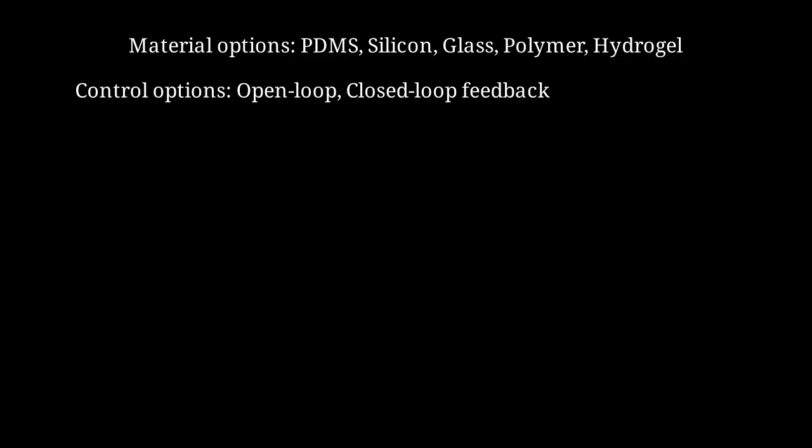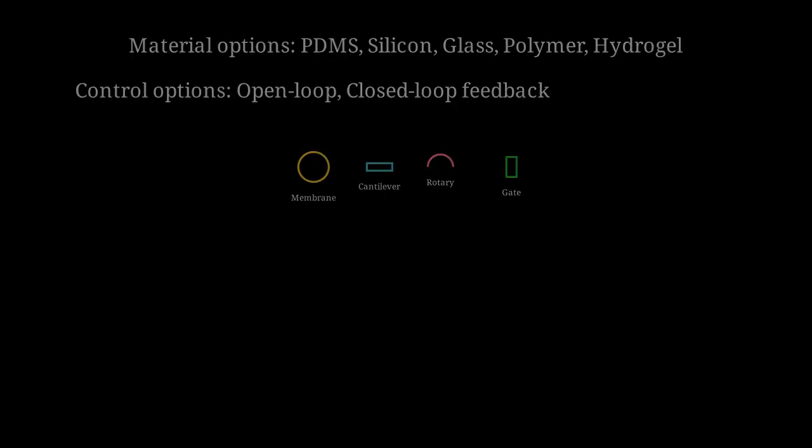Materials include PDMS elastomer for flexibility, silicon for precision, glass for optical transparency, rigid polymers for structure, and hydrogels for biocompatibility. Control can be simple open-loop timed actuation or sophisticated closed-loop feedback using flow sensors and adaptive algorithms. These simplified diagrams show the 4 geometry options: circular membrane, horizontal cantilever beam, rotary arc, and vertical sliding gate.